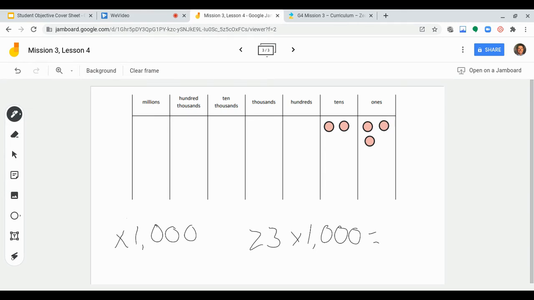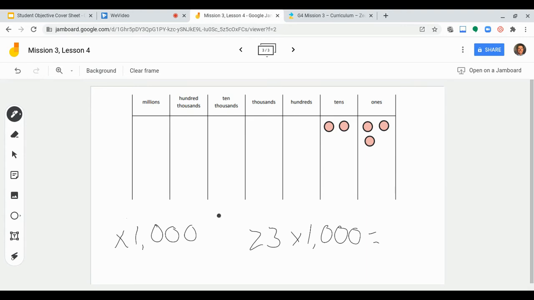Now let's think back and notice if there's been any pattern. When we multiply times 10, every value in the place value chart moved up 1 place value. Everything moved to the left 1 place value. If it was multiplied times 100, every value moved up 2 place values. 1, 2. So what do we think if we're multiplying times 1,000 now? How many place values is it going to move to the left on the place value chart? Okay.